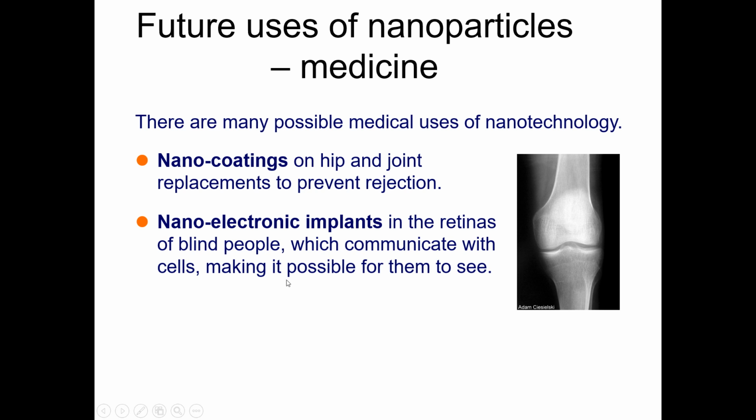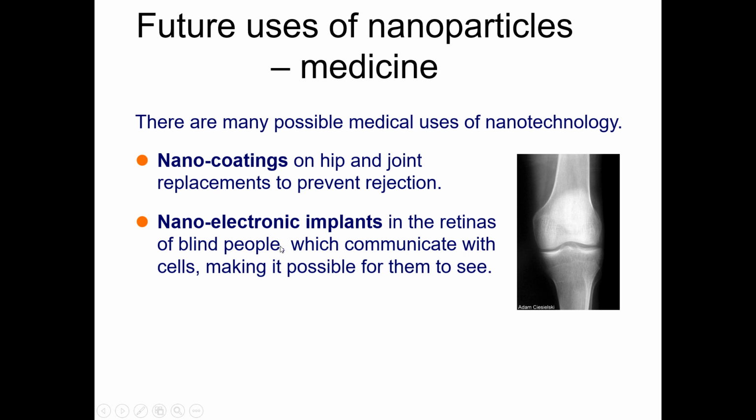making it possible for them to see. With the help of development in the field of nanoscience and nanotechnology, it's possible to make blind people see. It's a dream for those people to see things, see words, or communicate with the world. So, thanks to nanotechnology, we can have nanoelectronic implants. These materials are basically implanted in the retinas of blind people.